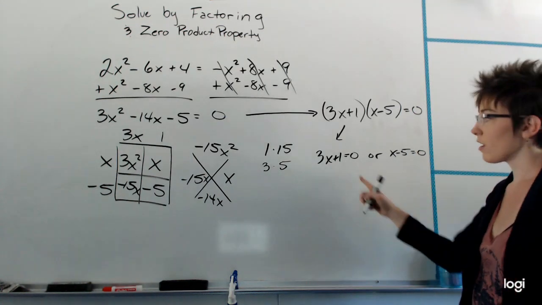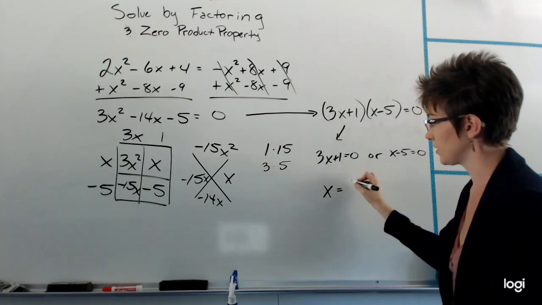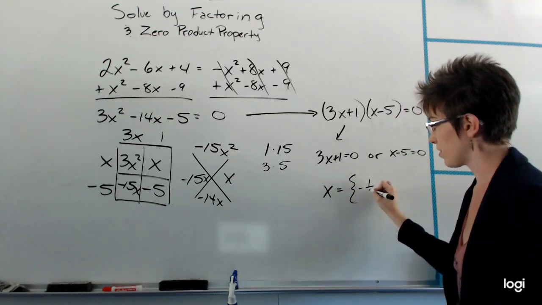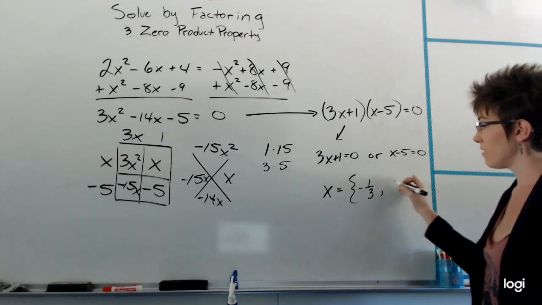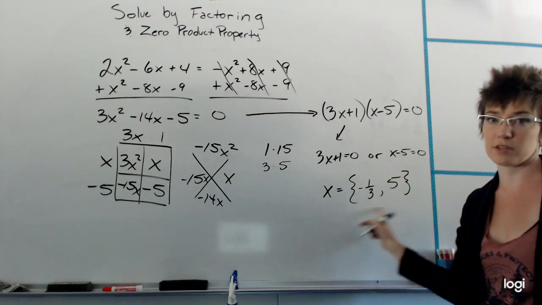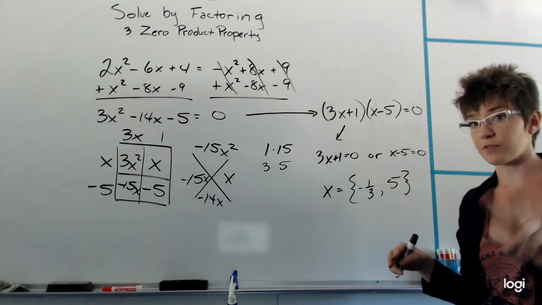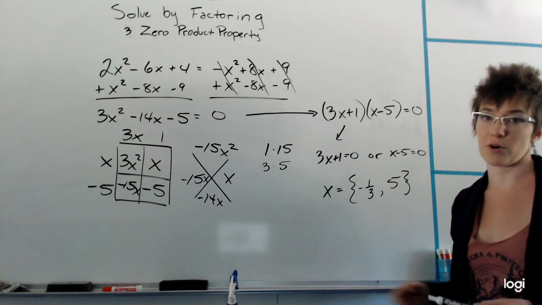And with a little solving, right, subtract 1, divide by 3. This one here tells me that negative 1/3 is a solution. And then this term over here, if I add the 5, I also find that 5 is a solution. And again, I'm going to use my set notation because I have 2 answers for the value of x, and set notation would be appropriate when reporting 2 or more answers.